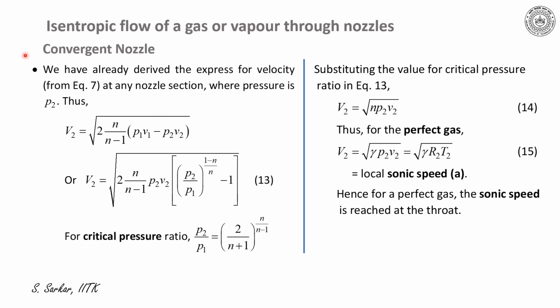Here I'll derive that for a perfect gas, the sonic speed is reached at the throat. I have already shown you the expression for velocity at any section of the nozzle where pressure is P2. Thus V2 is given by root over twice n divided by n minus 1 into (P1 v1 minus P2 v2), which can be expressed as V2 is equal to root over twice n divided by n minus 1 P2 v2 within the bracket (P2 by P1) to the power (1 minus n) by n minus 1, which is equation number 13.